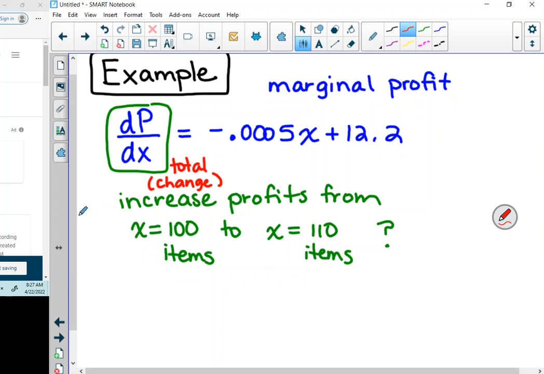And I don't remember if this was in thousands or something. Let me see if I can find this example real quick so I make sure we're talking about it like it makes some sense. Grab this right out of the book. And I didn't write down if it was thousands or not.